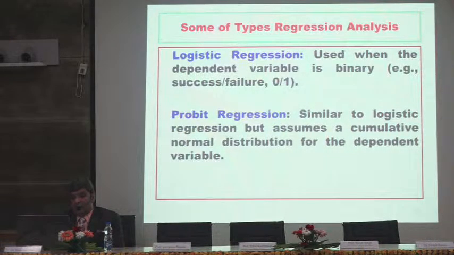Another may be logistic regression. We use logistic regression when the dependent variable is binary. It is in the form of 0 or 1. It may be like success or failure. If success is the dependent variable, then we may use 1, and if failure, then we may use 0. In such a situation, if your dependent variable is in the form of 0 and 1, then we use logistic regression. And next, we may have a different form of regression model, that is probit regression. Similar to logistic regression, it assumes a cumulative normal distribution for the dependent variable. Logistic regression and probit regression are used in almost similar situations.